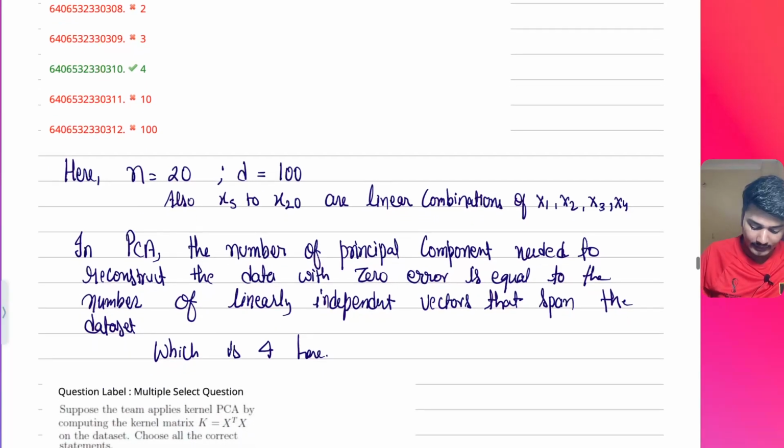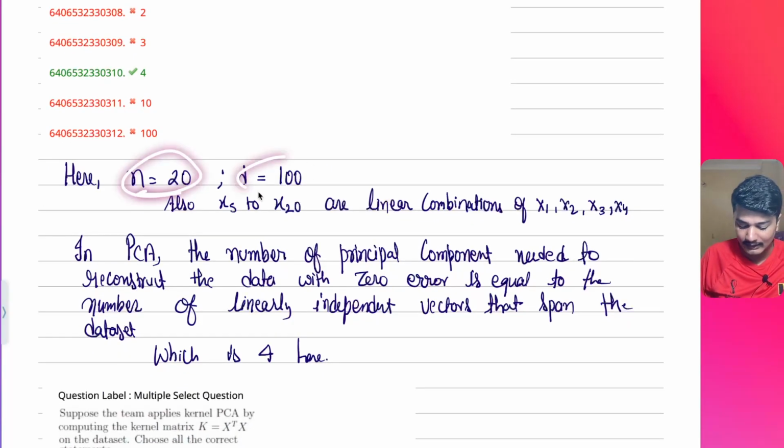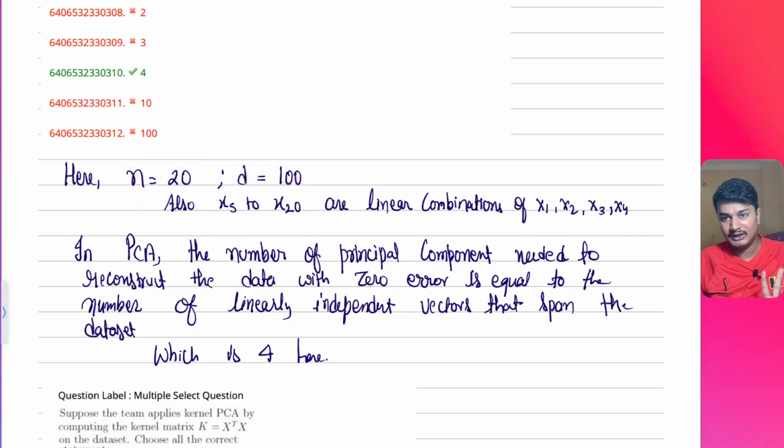So here we are given n equals 20 and d equals 100. x5 to x20 are linear combinations of these. In PCA, the number of principal components needed to reconstruct the data with zero error is equal to the number of linearly independent vectors that span the data set. In this case, it is given in the question that there are 4 linearly independent vectors. So how many vectors do we need? Basically 4. So 4 will be the answer.